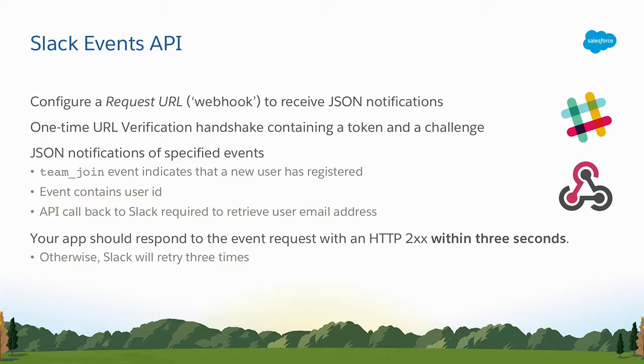Now the wrinkle is that that notification does not contain their email address. Okay, email address is personal information, it's governed by permission. I have to go back and make a call back out to Slack to retrieve that data. And another wrinkle is, according to the Slack rules, your app should respond within 3 seconds. Otherwise, they're going to start retrying.